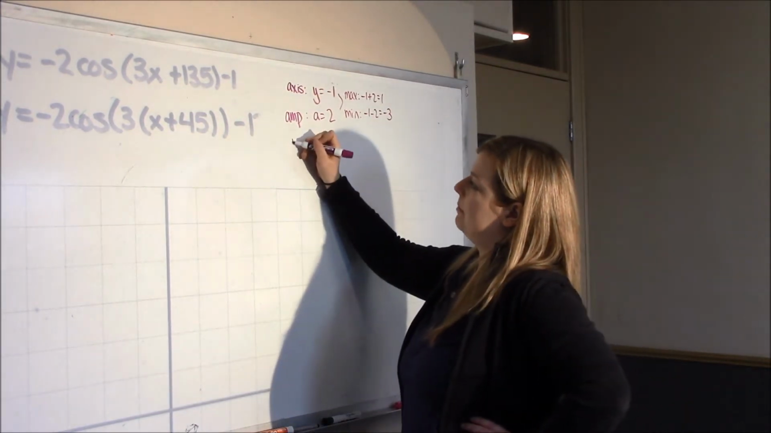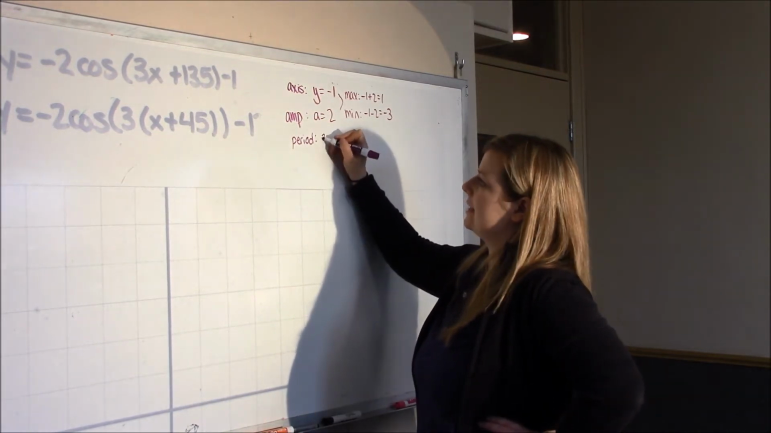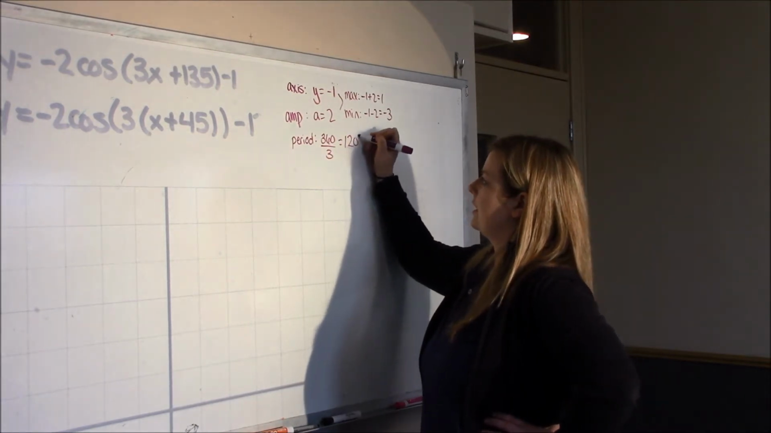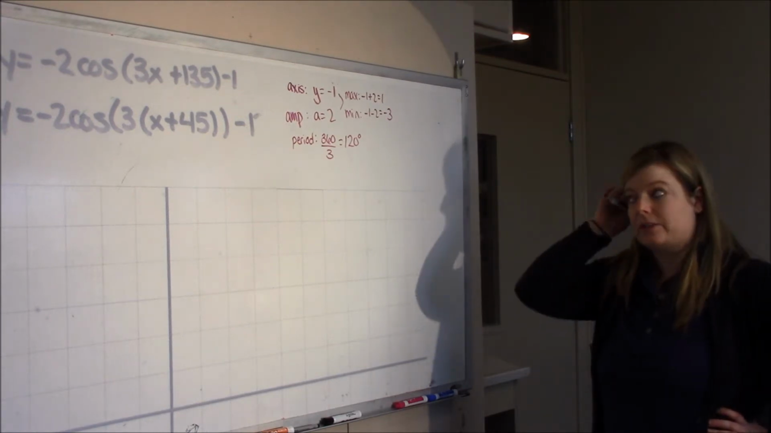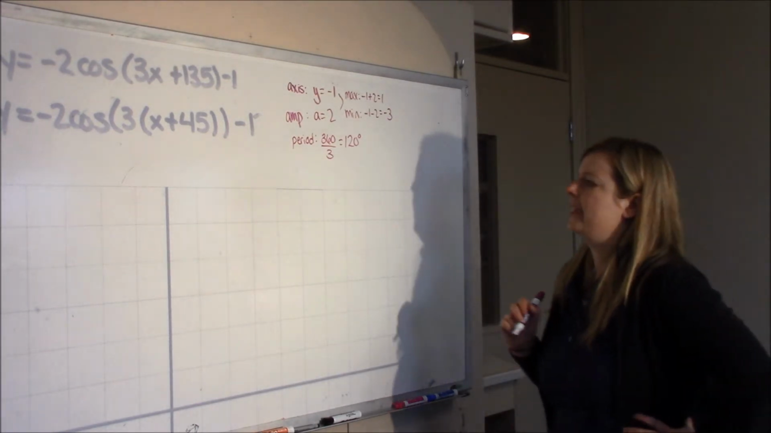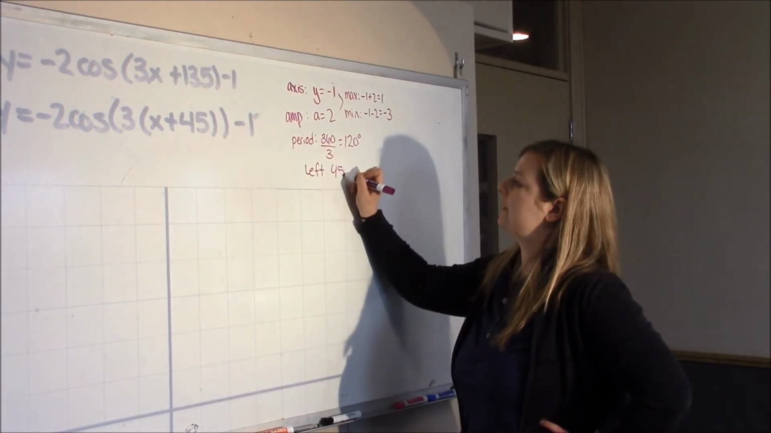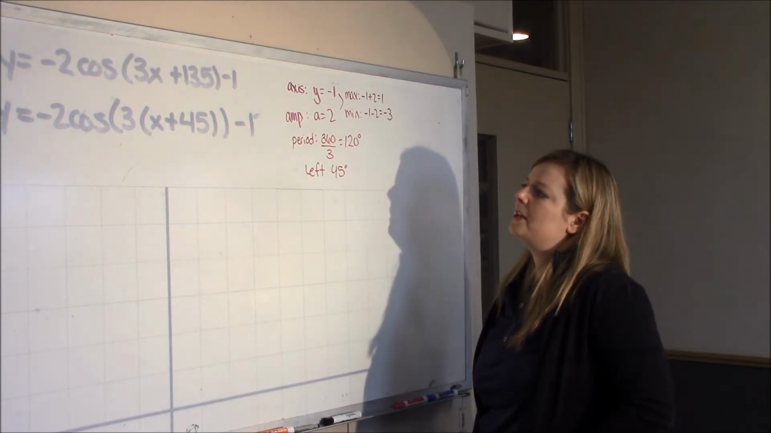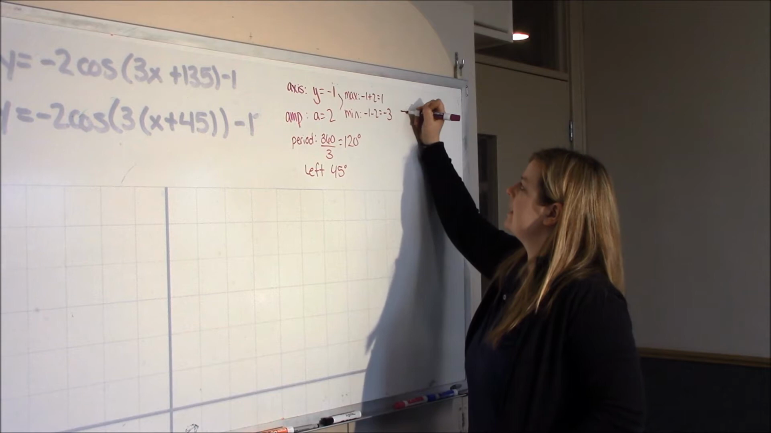Okay? Our period is 360 divided by 3, which is 120 degrees. So an entire cycle happens at 120 degrees. Then we're going left 45 degrees.